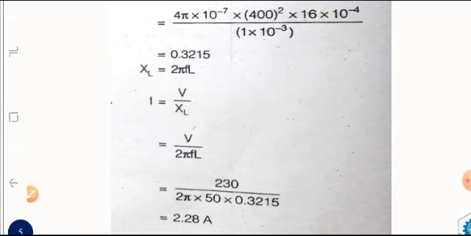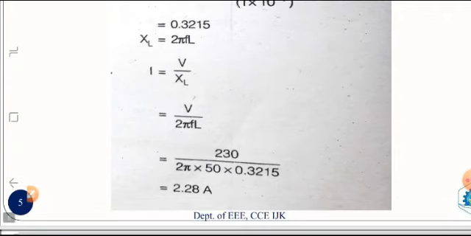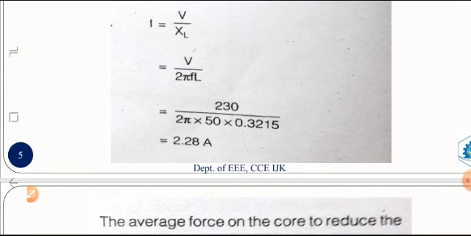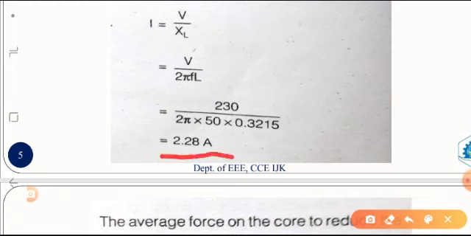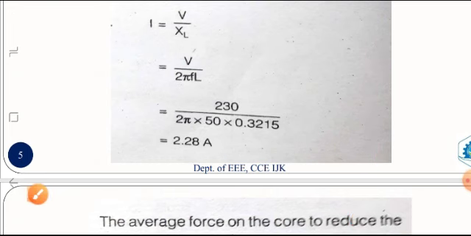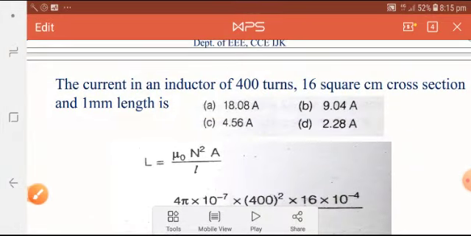So assuming the impedance to be inductive reactance alone, we can take I is equal to V by XL, that is equal to V by 2 pi FL. So we are directly getting the answer. Finally the answer is 2.28 ampere. So in the options A, B, C, D, it is the D. The answer is D.